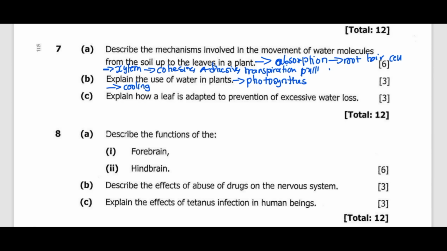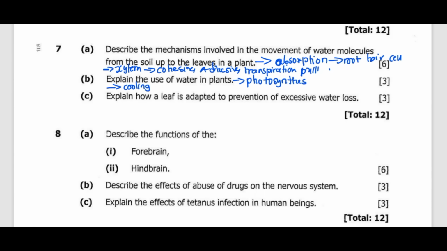So the temperature of a plant must also be maintained. We don't want a high temperature. We also don't want a low temperature. Why? Because even in a plant, we still have enzymes, and we know that enzymes require a favorable temperature. So if the temperature is too high, water must help the temperature of a plant to remain at a normal point. So just explain about photosynthesis and cooling, and you'll be able to get at least those 3 marks.